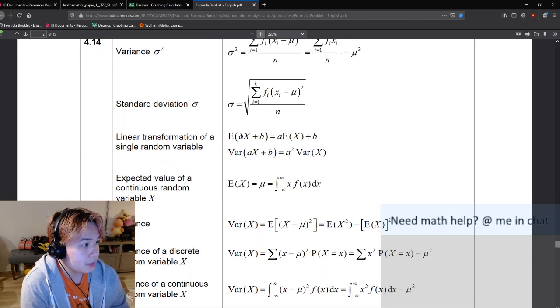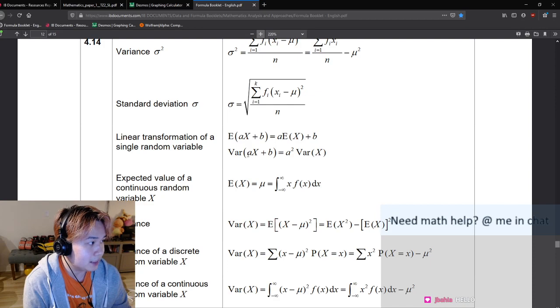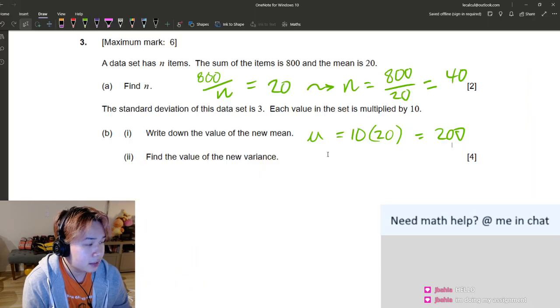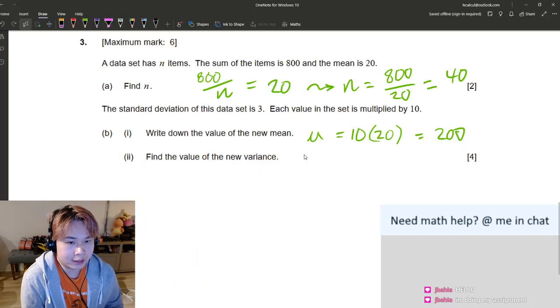So essentially, the variance after you multiply by something: to calculate the new variance, it's the old variance times whatever you're multiplying by, squared. We need to calculate the old variance first.